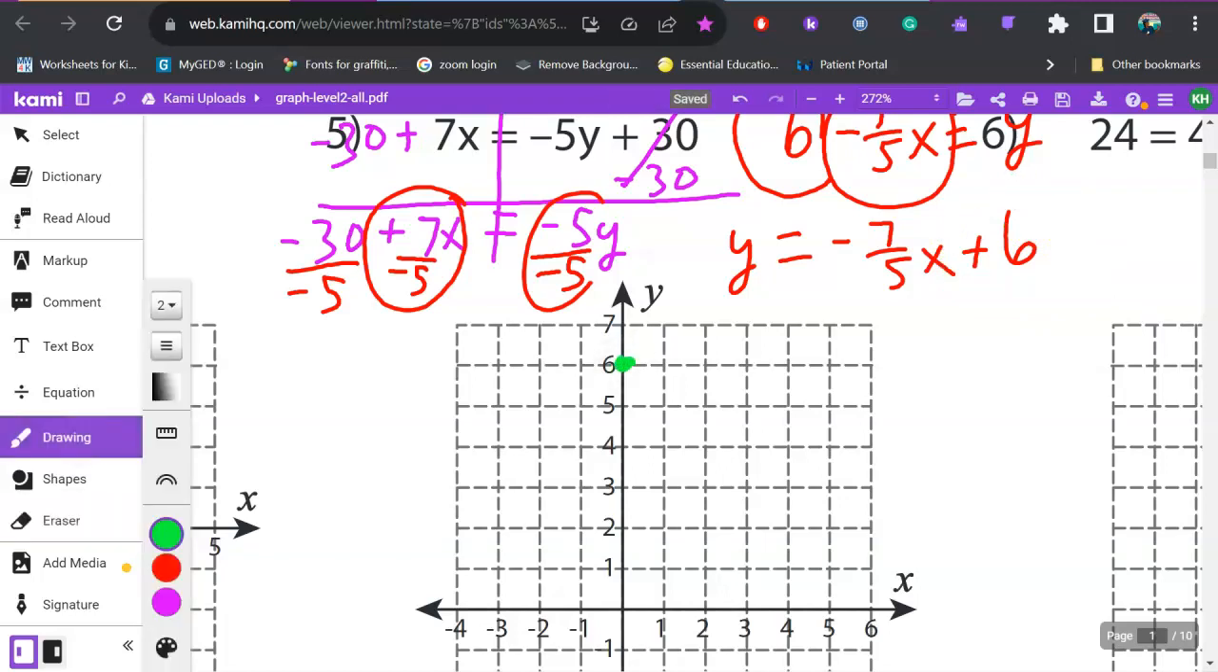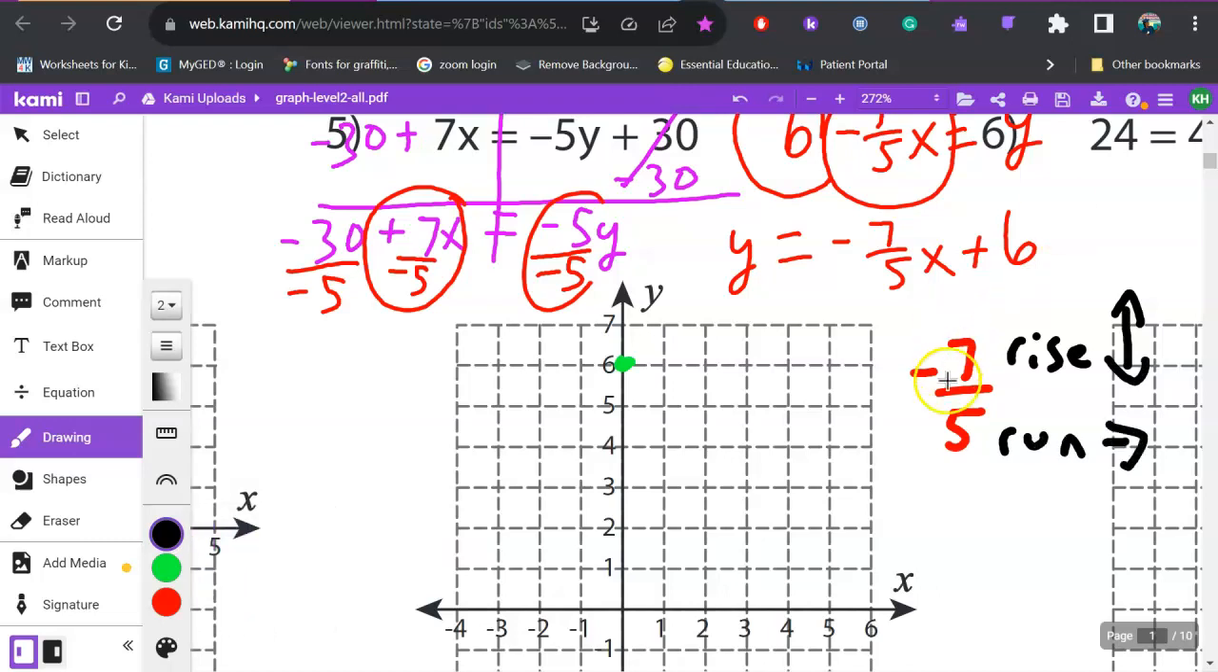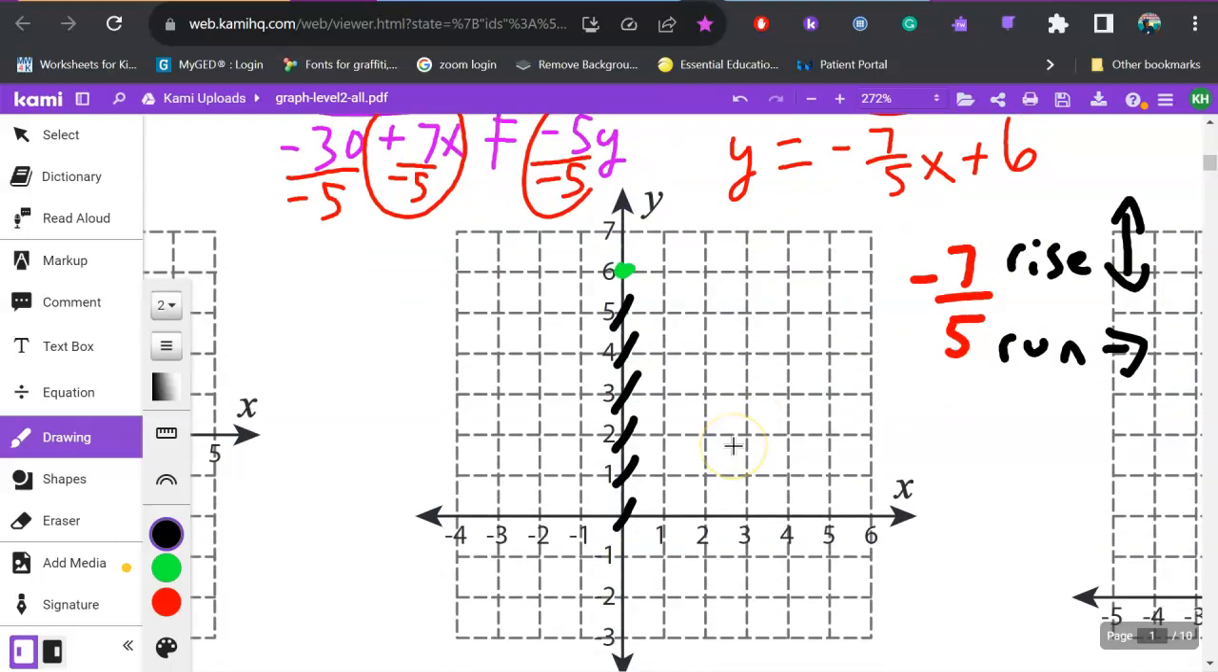And then my rise over run, I'm going to write right here, that's 7/5. Remember, the top number is your rise. And a rise can go up or down, depending on what the number is. Always run to the right. It's just easier. So my rise is a -7. So does that mean I'm going to go up or down? I hope you say down because it's a -7. That's right. Go down 7. 1, 2, 3, 4, 5, 6, and 7.